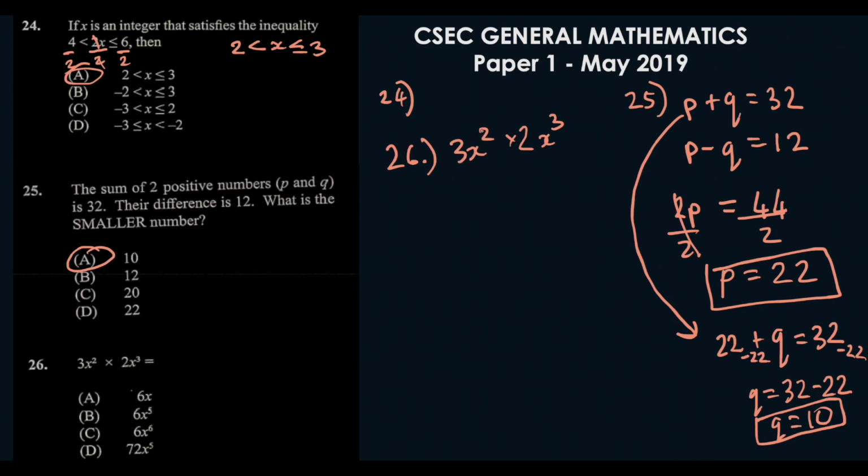So 3x squared times 2x to the power of 3. So what we'll do is multiply the numbers. So 3 times 2 is 6. And once we have this, we add the powers. So the powers here would be x squared times x to the power of 3. So we just add these powers. So our final answer would be 6x to the power of 5. So that's our answer, 6x to the power of 5.